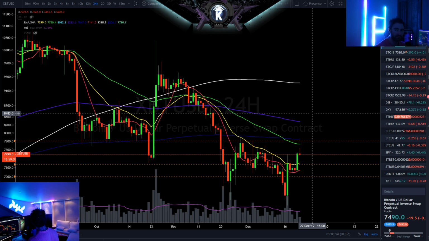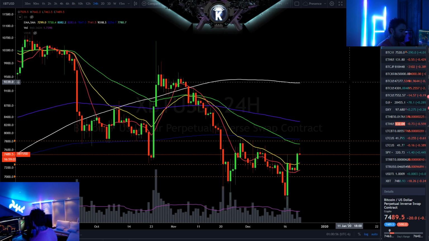Longer term timeframes still very much bearish, and I don't really have any reason to change my opinion on those just yet. Of course, the same areas that we've been looking at for the past few months are still very much relevant.